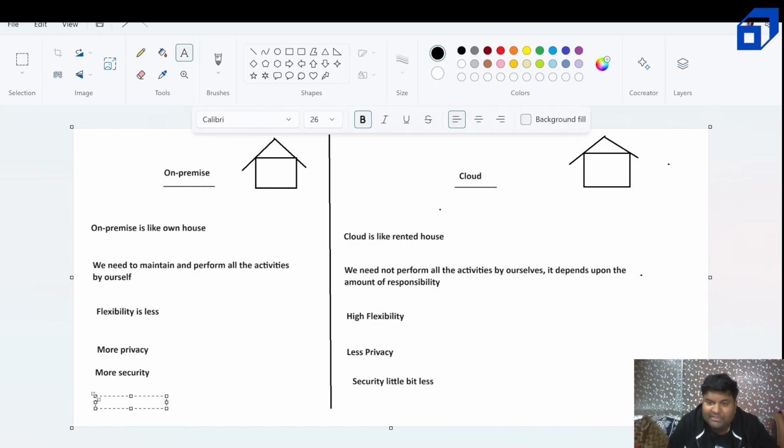Basically, I need to clean it. I need to maintain its neatness. I need to paint it. I need to do the washing and everything. I need to take care of everything. So own house means the entire responsibility is on me.